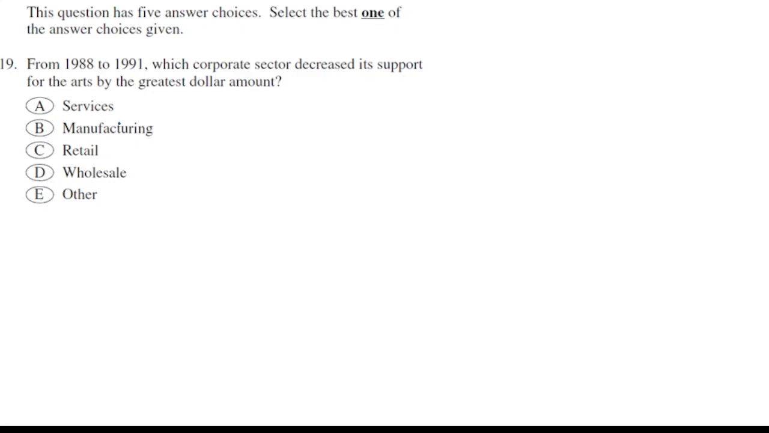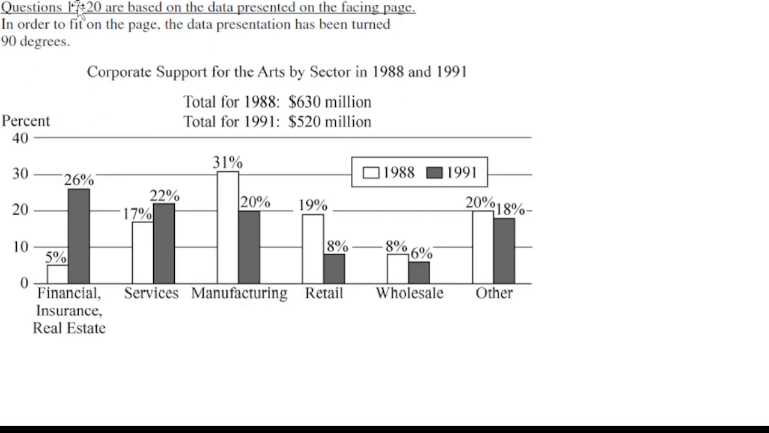For question number 19, we need to find which corporate sector has decreased its support by the greatest dollar amount from year 1988 to 1991. Basically, which sector has decreased the most. Okay, let us go back to the data and see how we can find that.